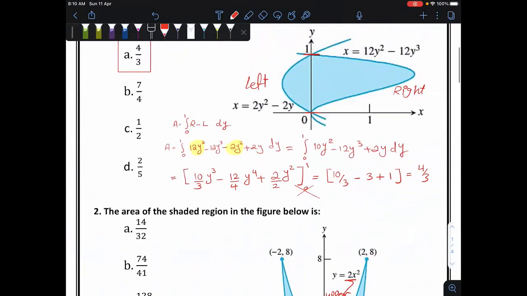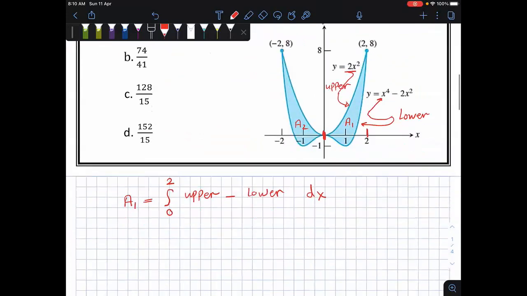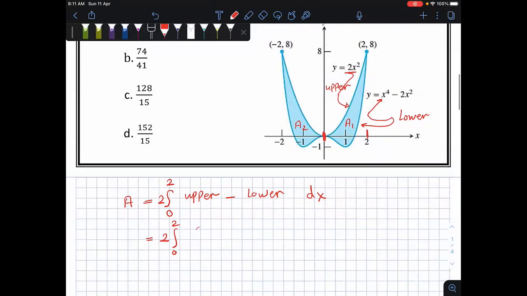Right minus left dy. Okay, equal to the integral from 0 to 2. So let's say it's only one area and multiply by 2. The total area is 2 times the area of one of them. So the upper curve 2x squared. So the graph is given for you, so you have no confusion here. You can immediately know the upper curve, and the lower is very clear. So the lower curve is what? x to the power of 4 plus 2x to the power of 2 dx.